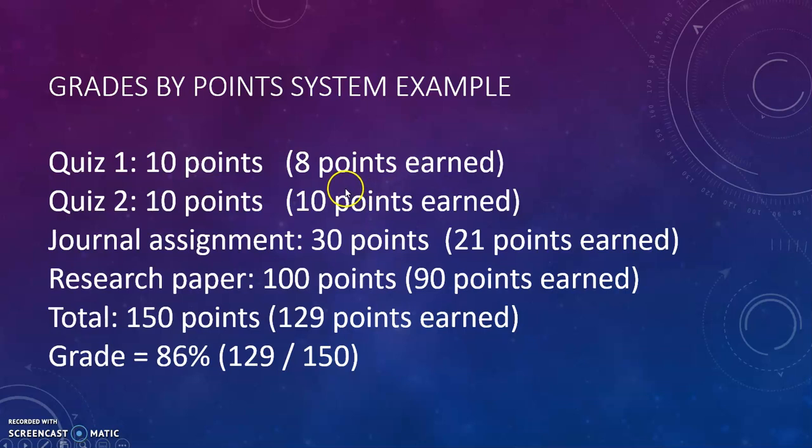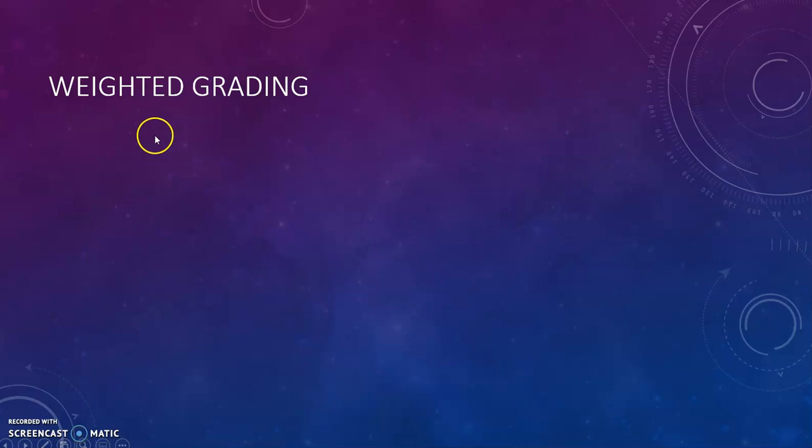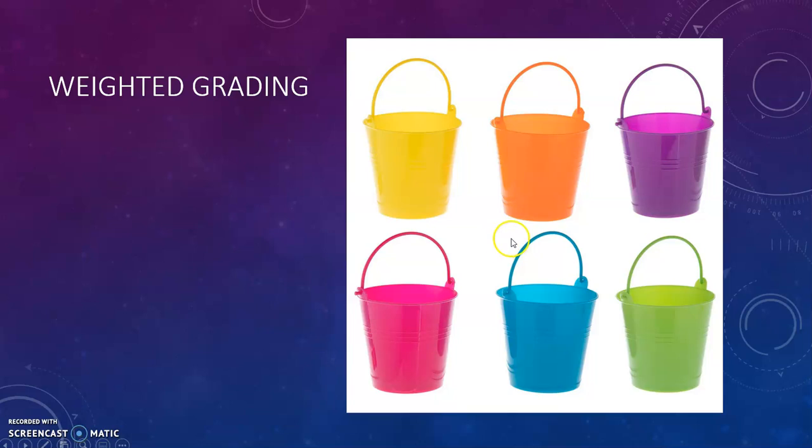Now we're going to talk about the weighted grading system, which is similar, but a little different. I think the best way to visualize this is that you have a bunch of buckets. Each bucket doesn't weigh the same, hence the term weighted. Let's say this bucket weighs 15% and this one is worth 25, 15, 15, 15, 20. When you add all these up, it comes to 100%, but not every bucket is worth the same amount.